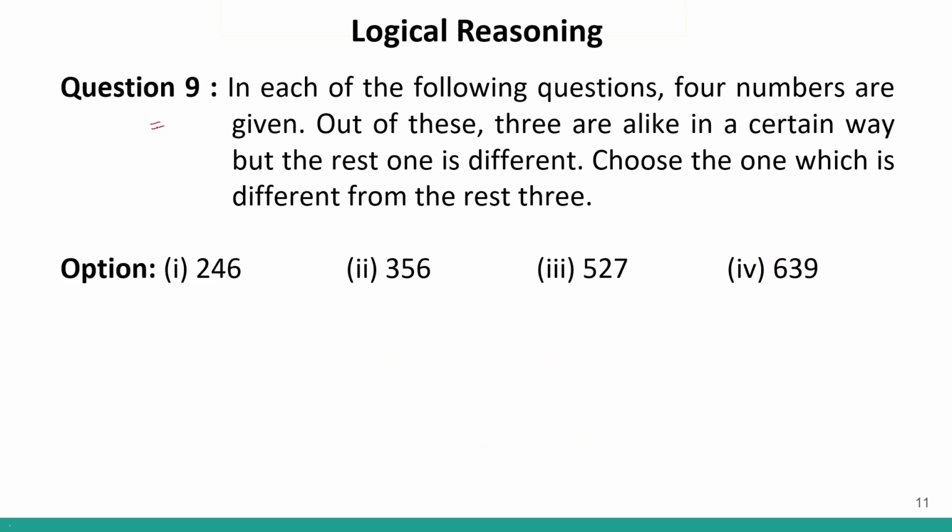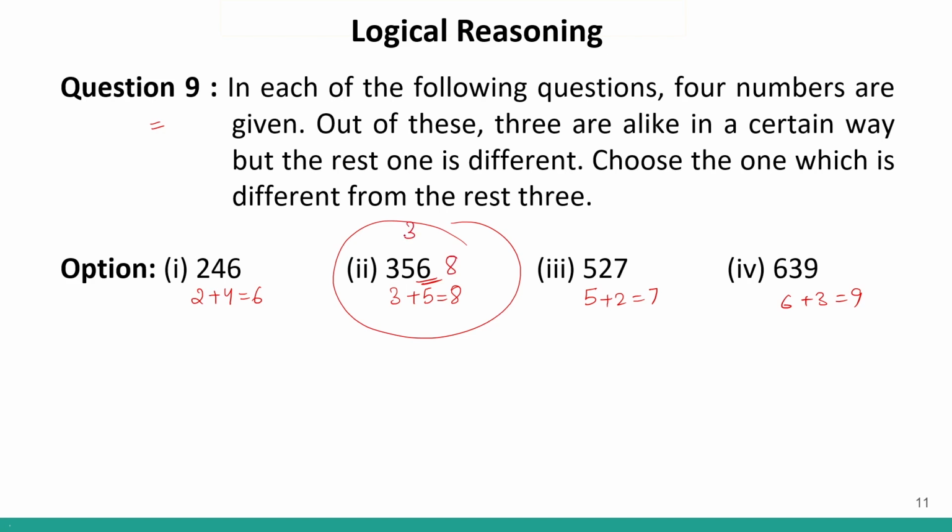Question number 9: 246, 356, 527 and 639. When I look at this question, I can see that 2 plus 4 will give me 6. And 3 plus 5 will give me 8. 5 plus 2 will give me 7, and 6 plus 3 will give me 9. So if I look at this number, this digit should be 8. If it was 358, it would be the correct answer.